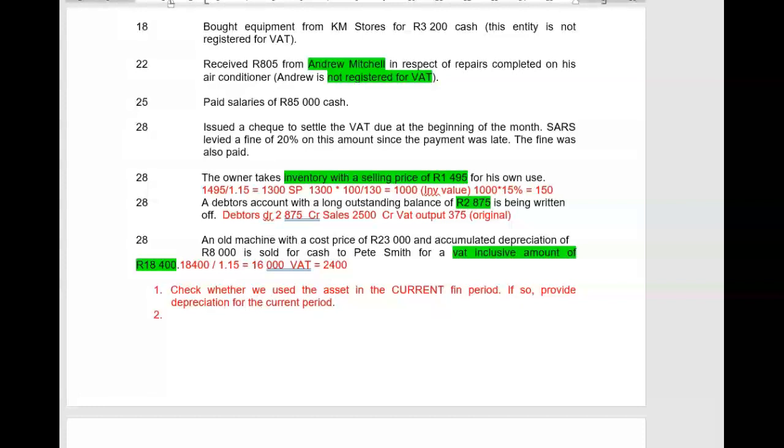The second one is remove the cost price of the asset out of our books. The third one is remove the total accumulated depreciation, inclusive of the current year's depreciation, out of our books.